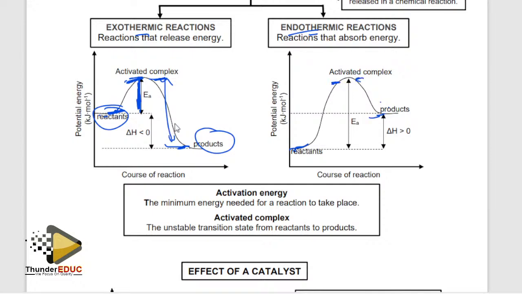So I think you have... From the reactant to the product, the change in energy there is the enthalpy change. Please take note of that. The change there is the enthalpy change.